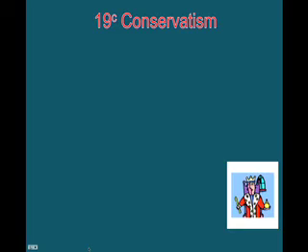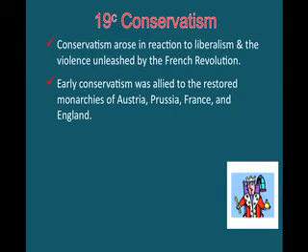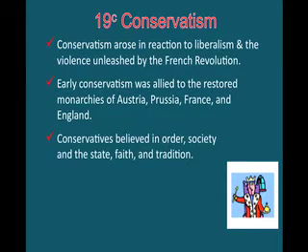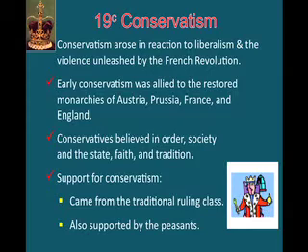So conservatism arose in reaction to liberalism and the violence unleashed by the French Revolution. Early conservatism was allied to the restored monarchies of Austria, Prussia, France, and England. Conservatives believed in order, society, and the state, faith, as well as the tradition that went with those. Support for conservatism came from the traditional ruling class and also was supported by the peasants. This was in reaction to the radicals of the revolution. So the peasants were on board too.